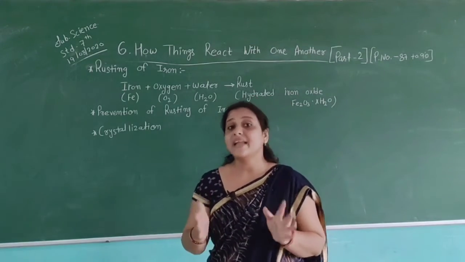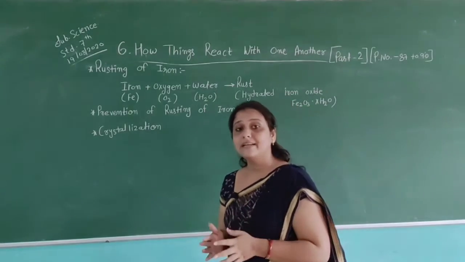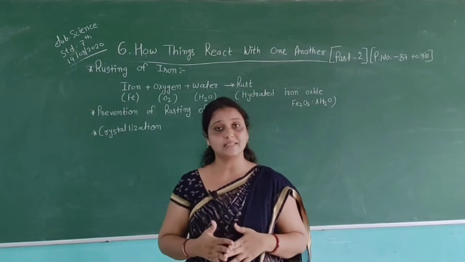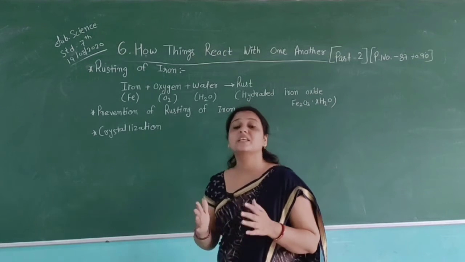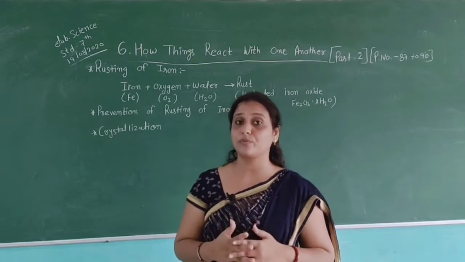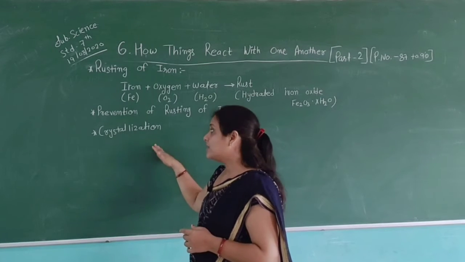Then after painting, also galvanizing, and electroplating, we have different types of ways given in our textbooks. Then we have crystallization. Crystallization is also one type of process. About this process, we have also given in our textbooks.